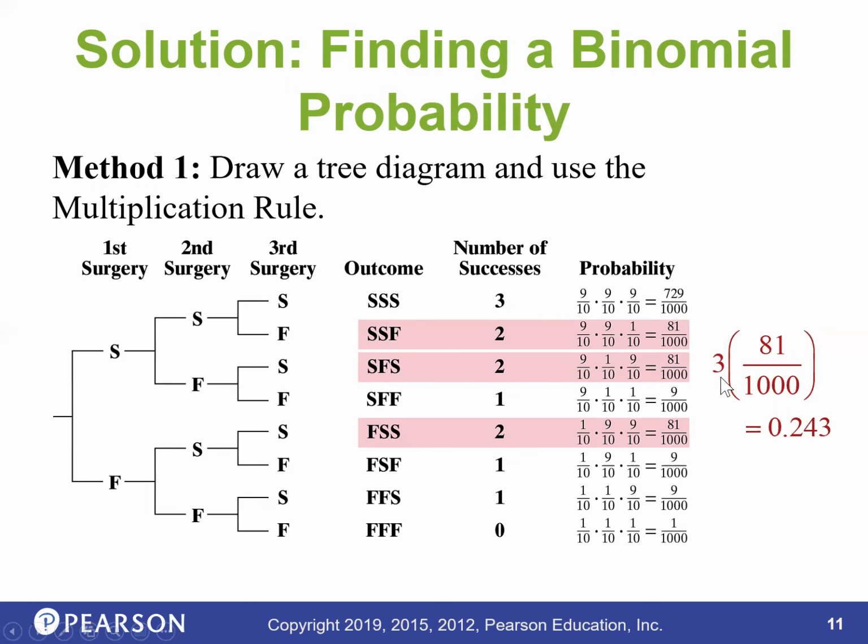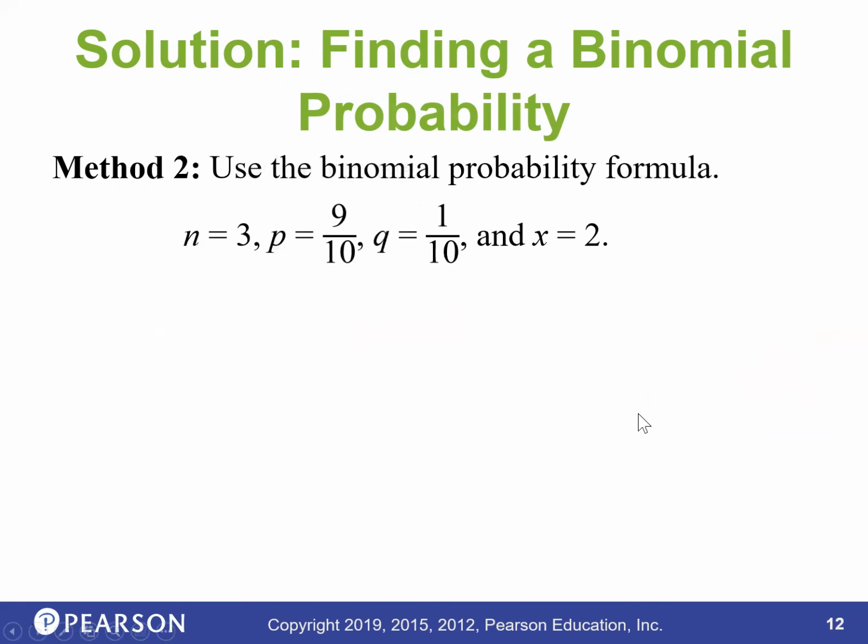So formula, let's go with it here. We use the binomial probability formula. Here it is: n is equal to 3, and p, the probability of success, is 9 over 10. Let's talk about this because it's important. If we do it by hand, we write 9/10 because fractions are easier to deal with by hand. If we do it by technology, it's easier to plug in decimals. So let's do it both ways.